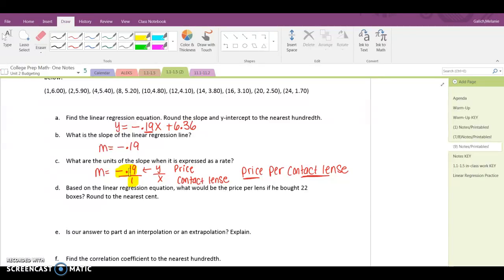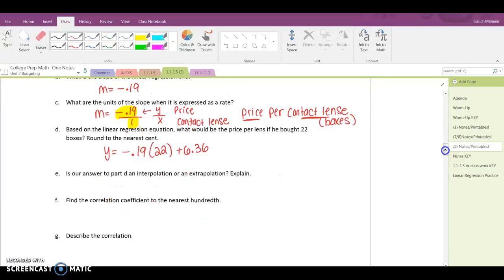All right. So based on the linear regression equation, part D, what would be the price per lens if he bought 22 boxes? We already have our equation, negative 0.19, but 22 boxes. So there are your boxes, which are your contact lenses. Just put 22 in for x, because we know that's our x value, then plus 6.36, and you'll get your answer from there.